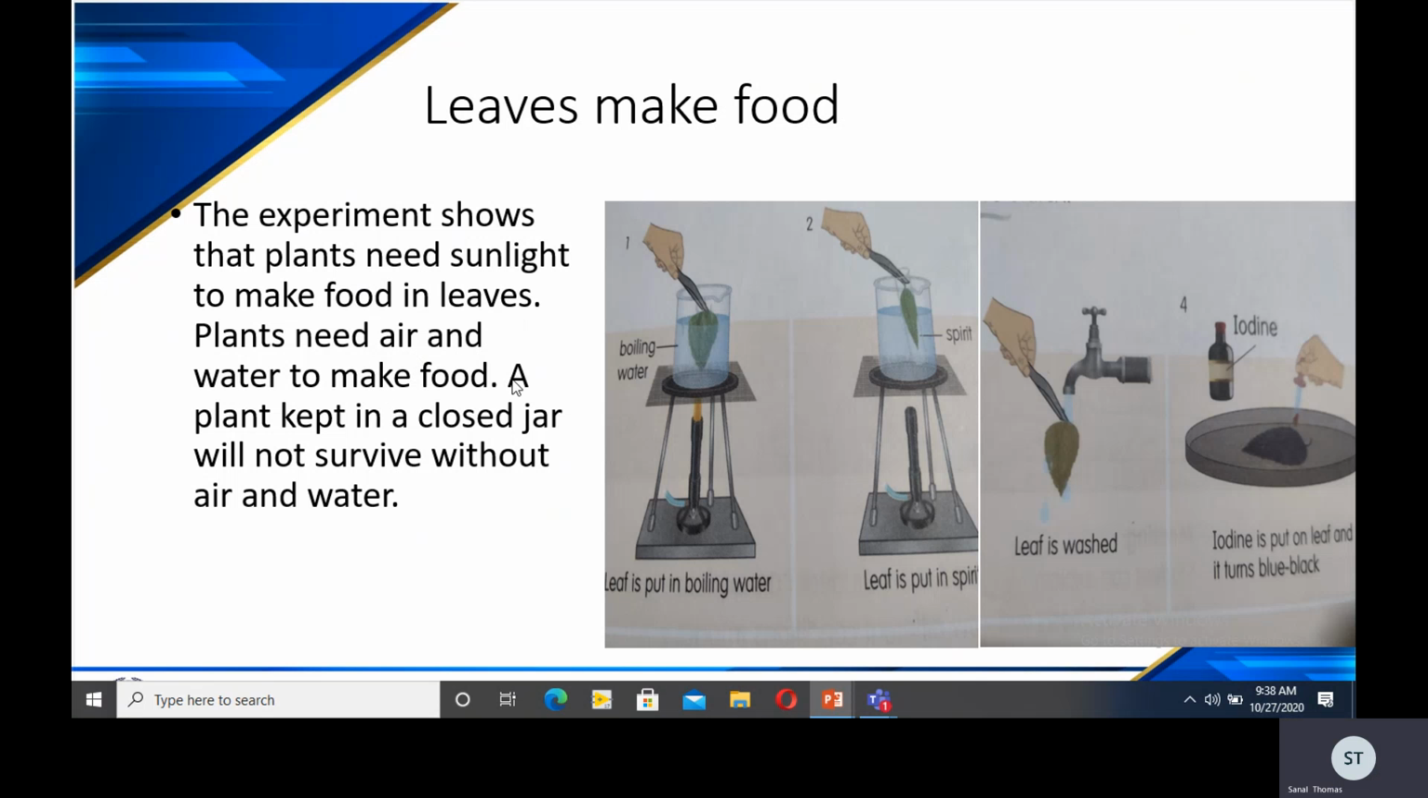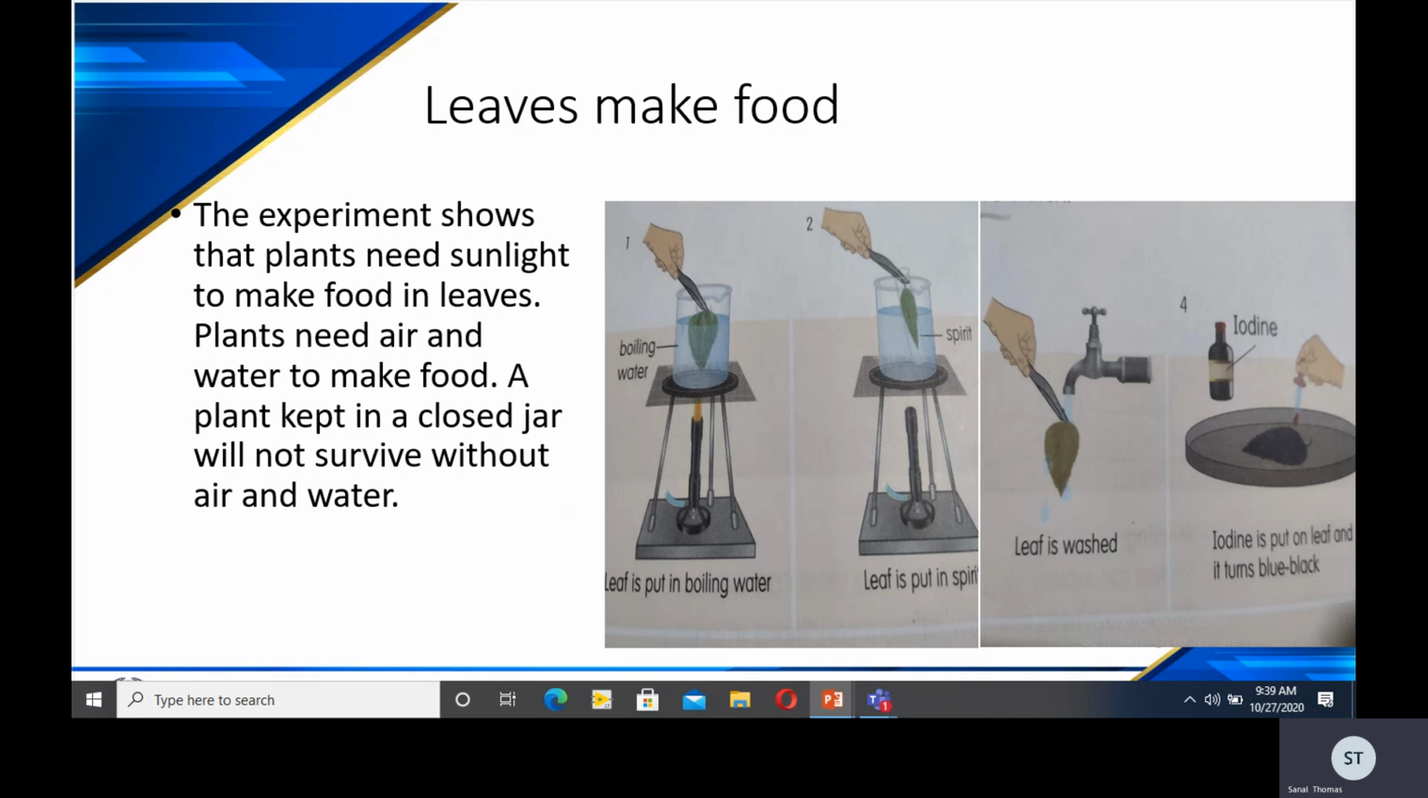Suppose a plant is kept in a closed jar. Yes, definitely it will not be able to make food and it will not survive. So the plant kept in a closed jar will not survive without air and water.